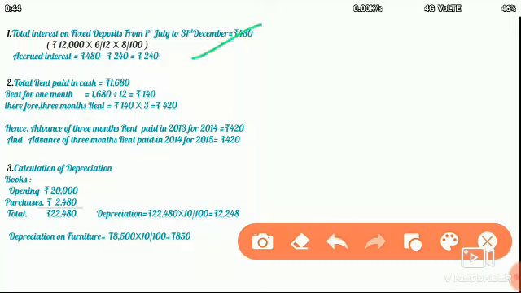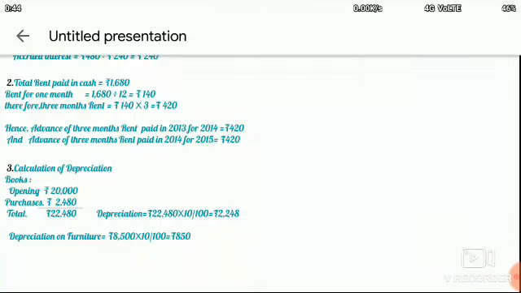This is the calculation of interest, then the calculation of rent, then the calculation of depreciation. The working note can be shown after the main sum. I hope you're clear with everything.